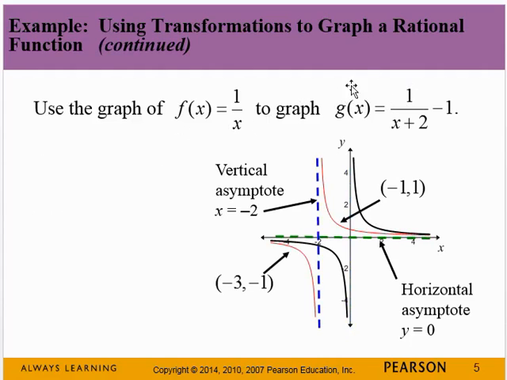So now we're going to start graphing g of x equals 1 over x plus 2, minus 1. Since the denominator became x plus 2, you're going to shift 2 units to the left, or subtract 2 units from every x coordinate. That includes your vertical asymptote, so it's going to move 2 units to the left. And each of your points is going to move 2 units to the left. You're going to subtract 2 from each one.